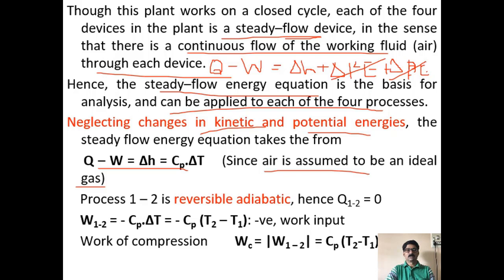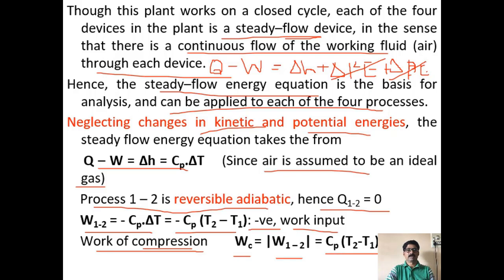Now let us analyze each of these 4 devices one by one. First, let us take the compressor. The process 1 to 2, that is compression, is reversible adiabatic or isentropic. So Q1 to 2 is equal to 0. This is a characteristic of the isentropic process: there is no heat transfer. So from this equation you get W1 to 2 equal to minus Cp delta T, or minus Cp into T2 minus T1. This quantity is negative because it is a compressor and it requires work input. Now when you write the work of compression, the answer should be positive, so you would write the modulus of W1 to 2 as just Cp into T2 minus T1. No need to write the minus outside.